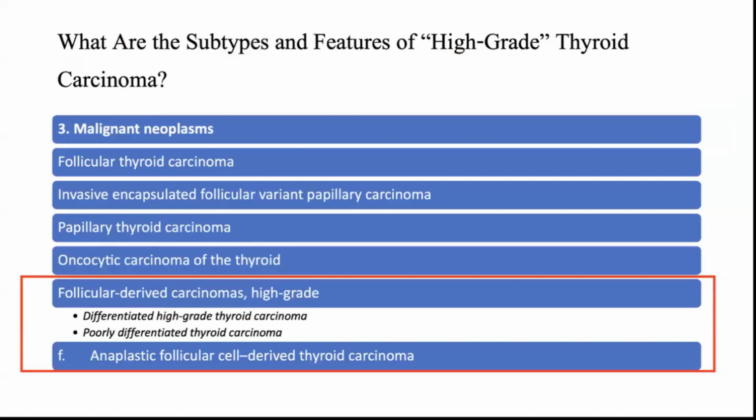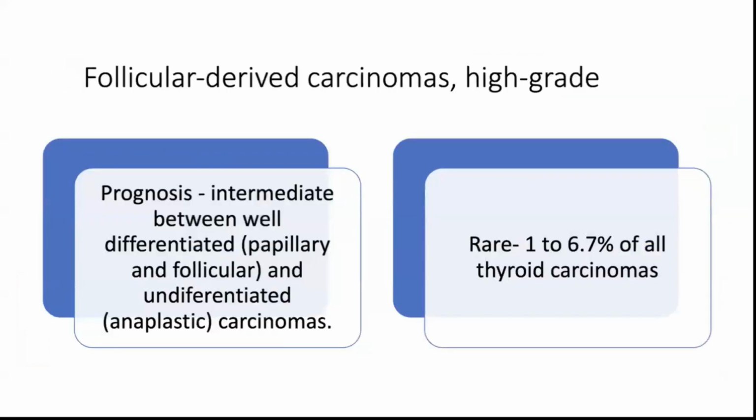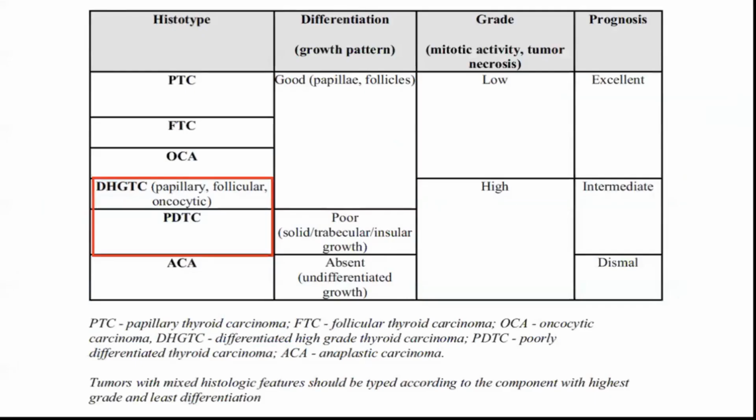So what are the subtypes and features of high-grade thyroid carcinoma? They are follicular derived carcinomas which are high-grade, that is differentiated high-grade thyroid carcinoma, poorly differentiated, and anaplastic follicular cell derived thyroid carcinomas. In follicular derived carcinomas which are high-grade, the prognosis is intermediate between well-differentiated and undifferentiated carcinomas. They are rare. 1 to 6.7% of all thyroid carcinomas come under this category.